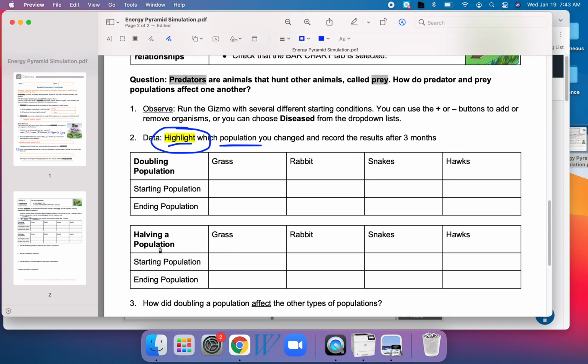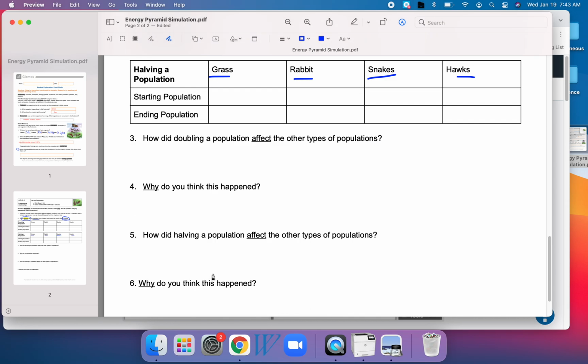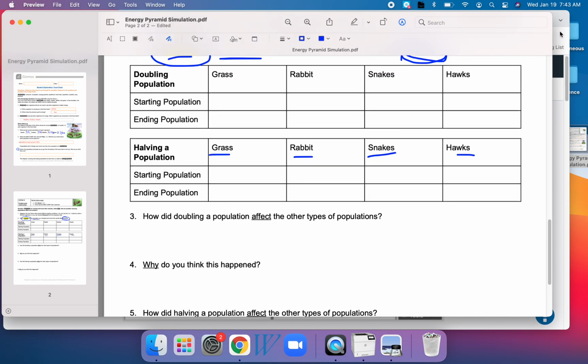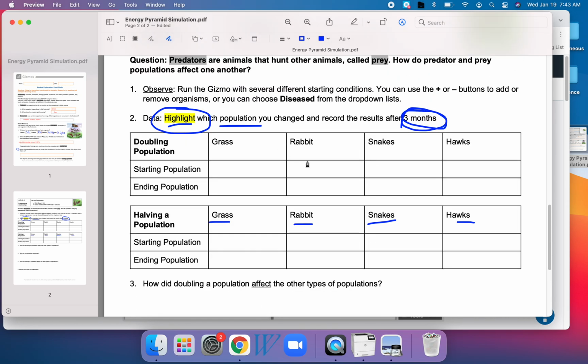Then you're going to do the opposite. Just halve the population of one of the populations: grass, rabbits, or snakes. Highlight the one that you want to change. Both times you're just going to record the populations after 3 months. And then please do your analysis questions. That is it for today. We want to see how does changing one population affect the other ones, either by doubling or halving.